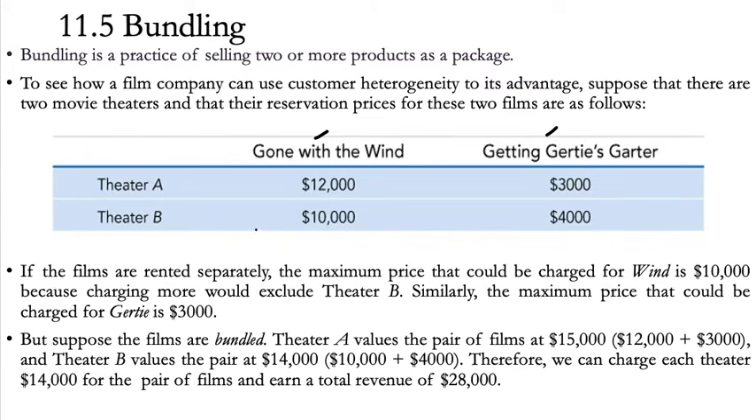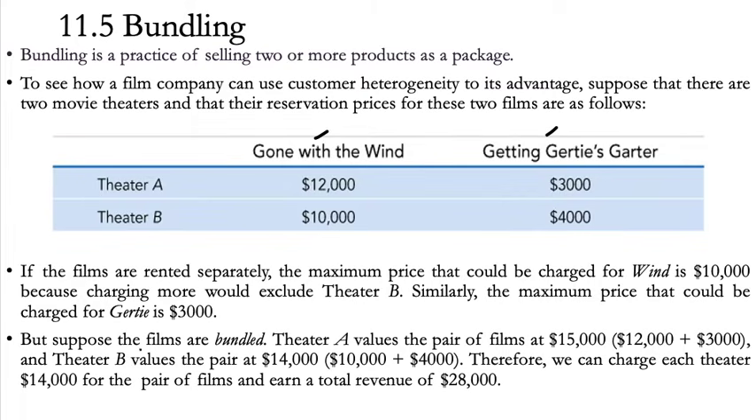So here, if the films are rented separately, the maximum price that could be charged for Wind is 10,000. Why? Because 12,000 is too expensive, then theater B won't purchase it. If you look at Getting Gertie's Garter, the maximum would be 3,000, isn't it? We are talking about renting separately or selling separately.